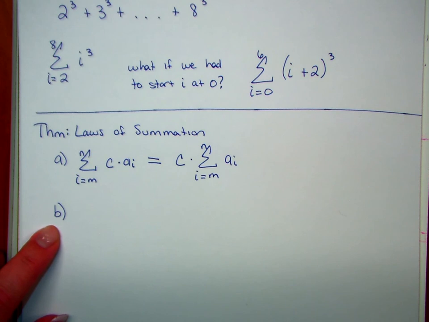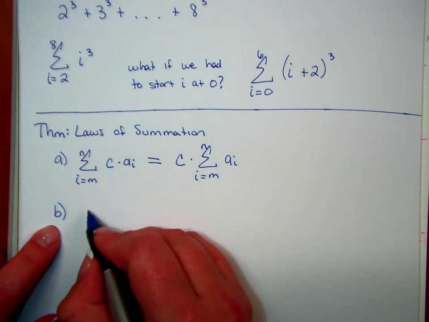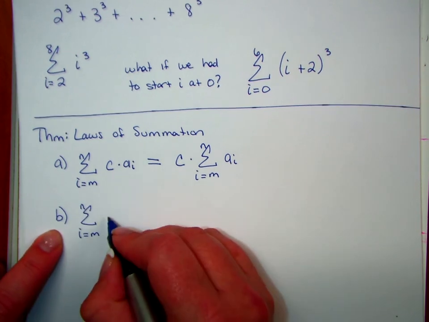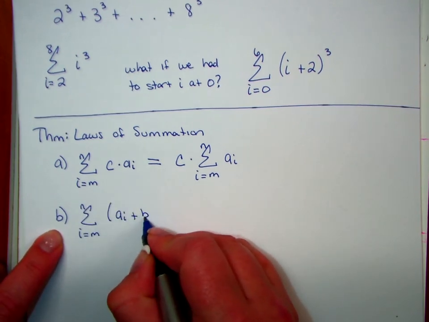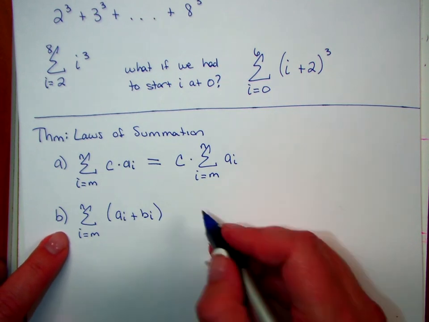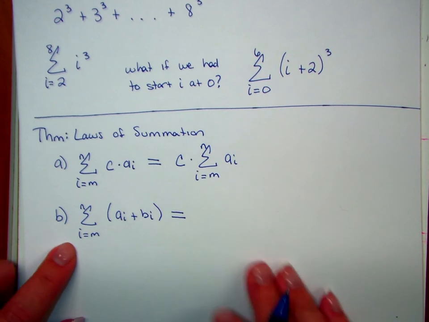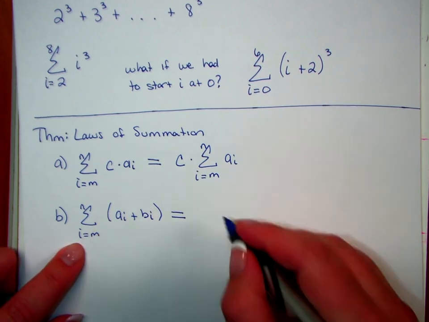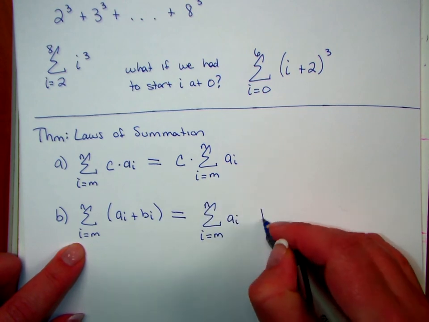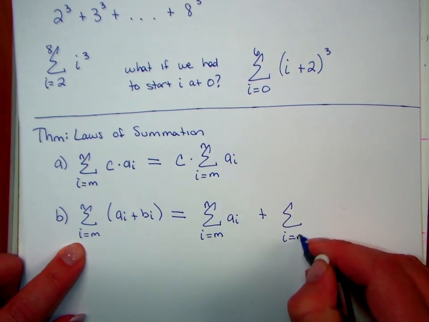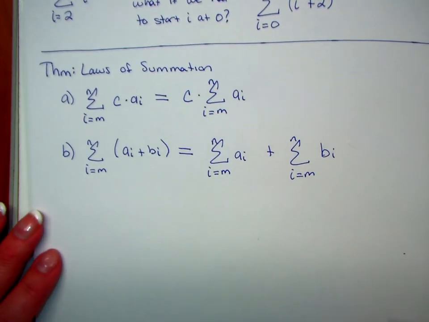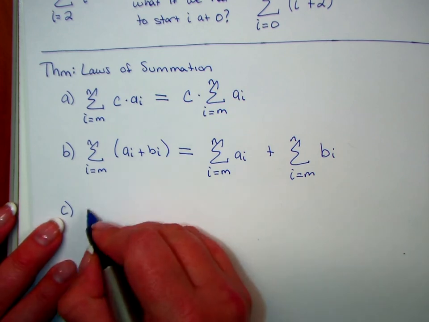The second law that we can do with summations is if we have a sub I plus b sub I. The sum of a sum is the sum of the sums. We can split these up: we can do the sum of a sub I and then add to that the sum of b sub I. Now, if we can do that with addition, subtraction is going to work the same way.